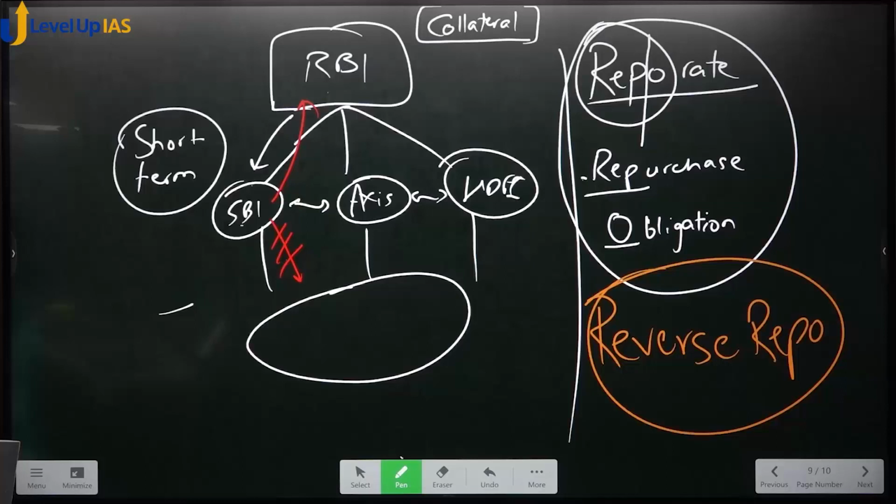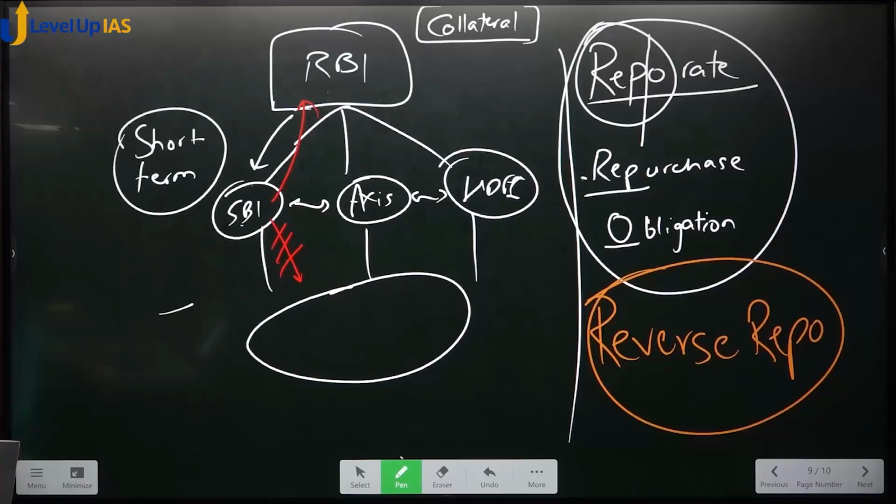What will happen if repo rate is increased and reverse repo rate is decreased? What will happen? Tell me. First leg of the question, what will happen when repo rate increases? Is it easier for SBI to take money from RBI or difficult? It is difficult because repo rate has increased. So less flow from RBI to SBI.